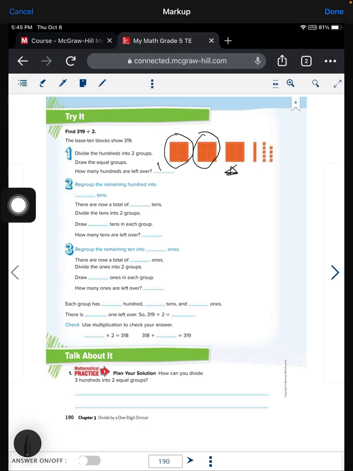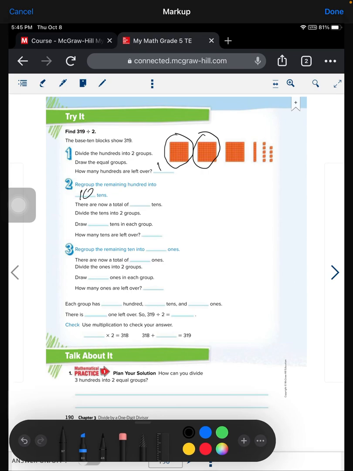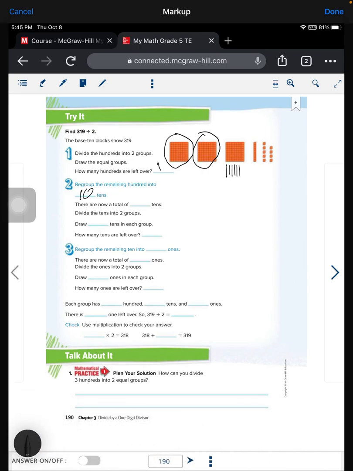So if we take this 100 bar and split it apart, we regroup it, it'll make 10 tens. So it would look like, let me erase my little star there, like this. It would look like this. 1, 2, 3, 4, 5, 6, 7, 8, 9, 10. And that's what that 100 bar is going to look like. So now this plus this equal a total of 11 10 bars.